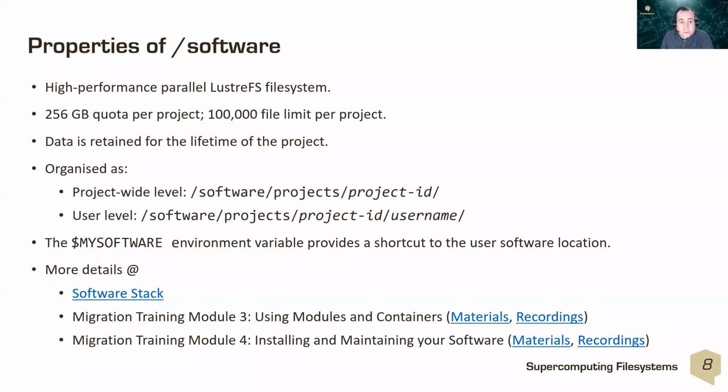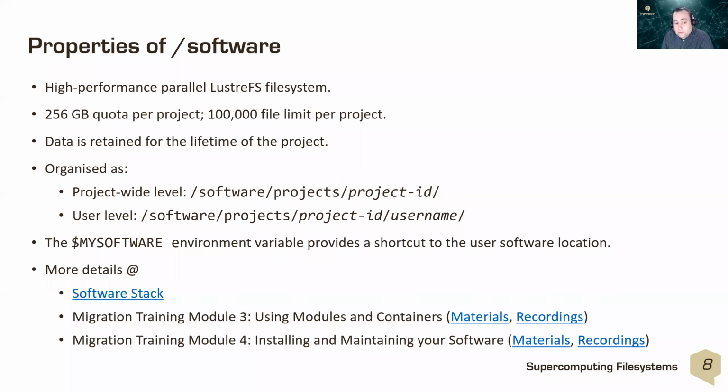In terms of the properties of the /software file system, it's a high-performance parallel Lustre file system. We have a quota of 256 gigabytes per project and a 100,000 file limit per project. This data is retained for the lifetime of the project on the system. So while you continue to have merit allocations on the system, those files will persist, and that data is retained over that lifetime.